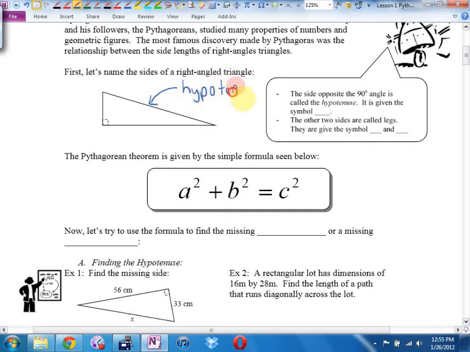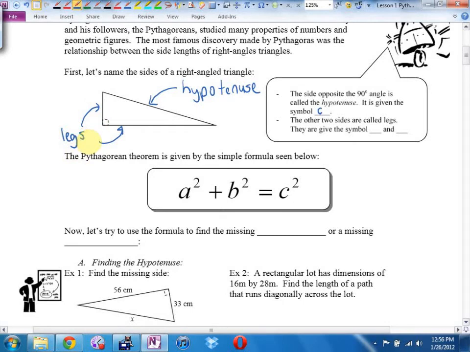And traditionally, it's given the symbol lowercase c, because it's the third big side and it's the third letter of the alphabet. The other two sides are called legs. And we traditionally use the letters a and b for them.